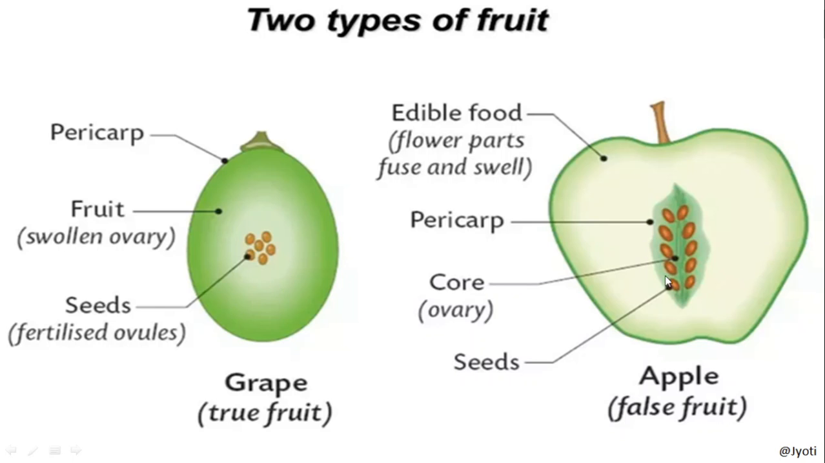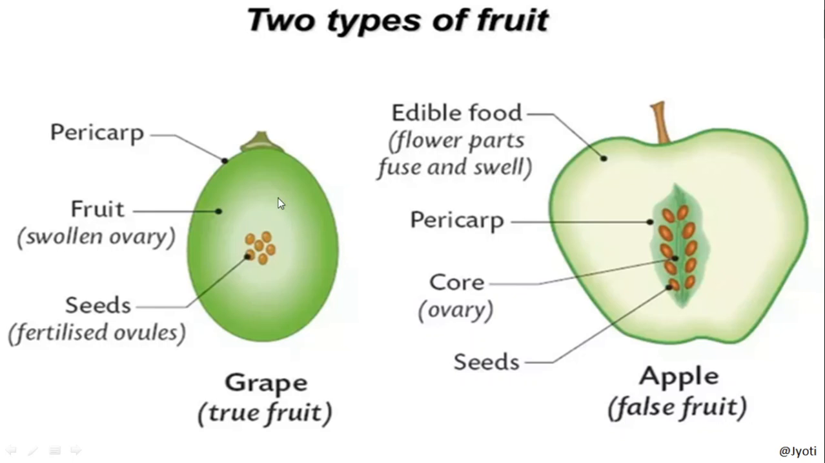But here in the case of apple, you can see that the thalamus is not there. Where has it gone? The thalamus itself becomes fleshy and it covers the whole ovary. And the thalamus is the edible part. Most of the fruit is contributed by the thalamus. And what happens to the ovary? The ovary is restricted to a very small portion at the center, and that contains the seed. And such a type of fruit is called false fruit.